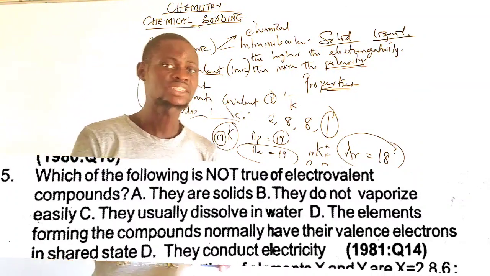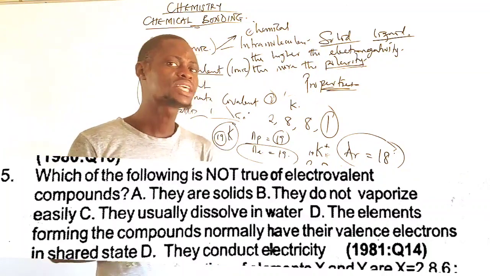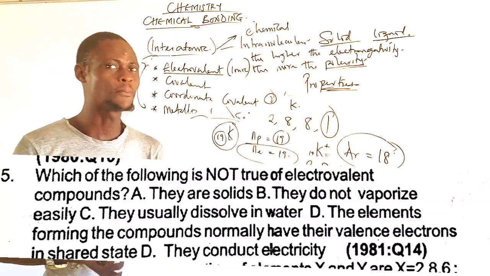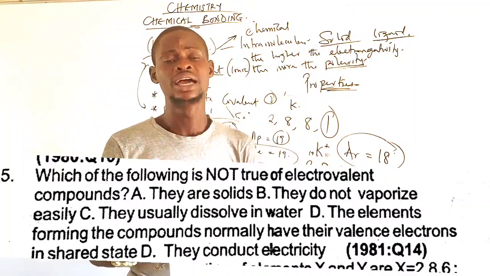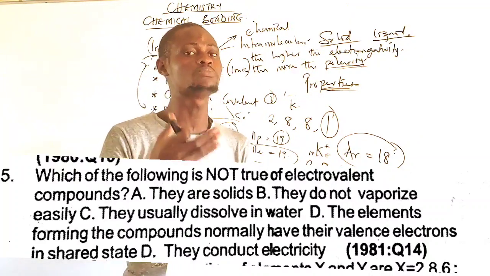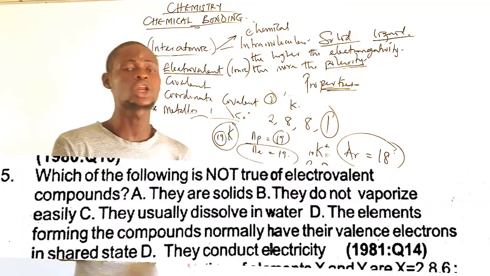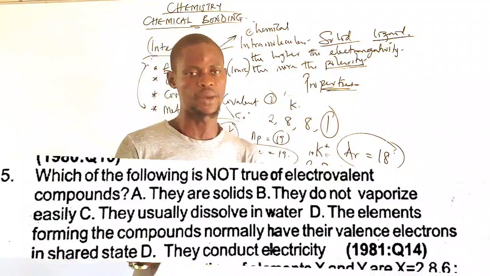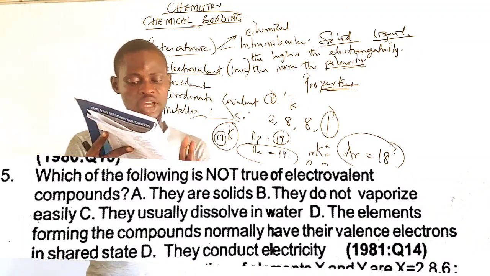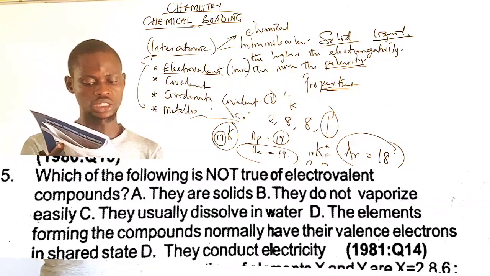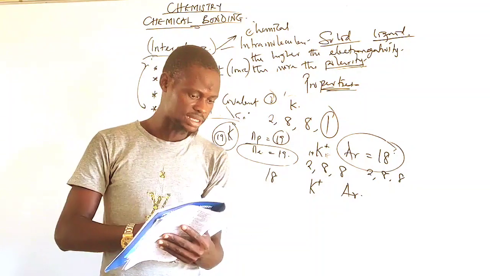Are you getting something now? They are solids that do not turn to vapor easily. Why? Because of the high melting points that they have. They have high melting points if solid, and high boiling points if liquid, so it makes them not vaporize easily. A substance that can easily vaporize will have a low melting point, so it can easily become a vapor. So the correct answer to that question is option D. The elements forming the compound normally have their valence electrons in a shared state, which is wrong. Are we together with that?